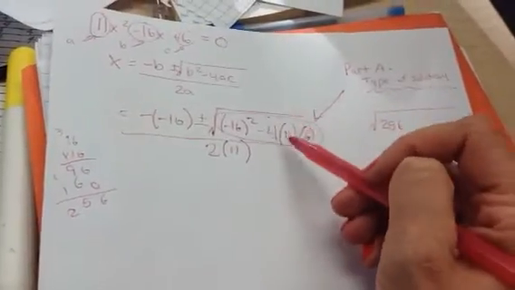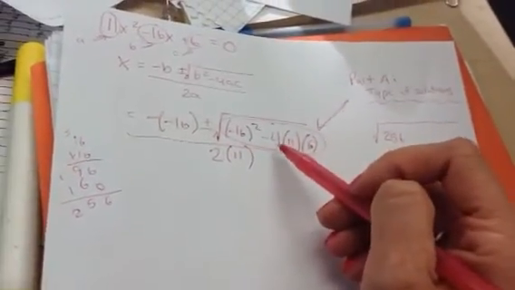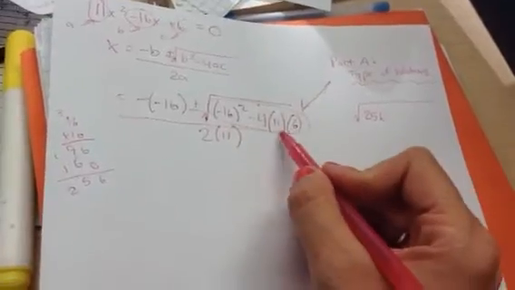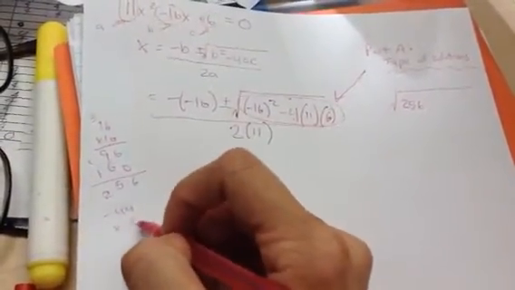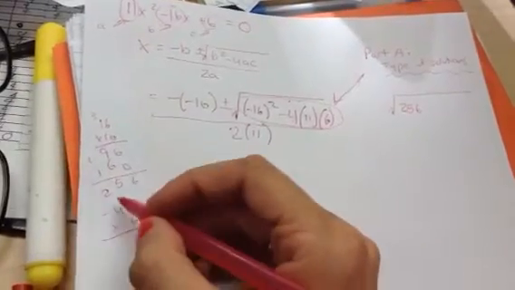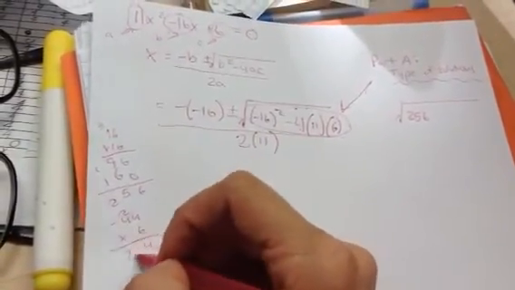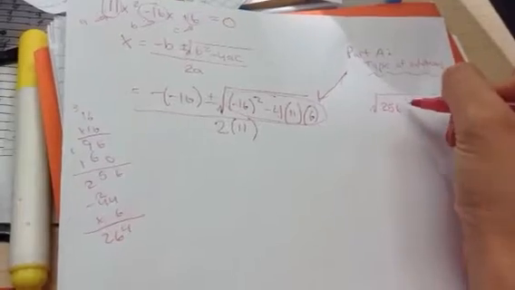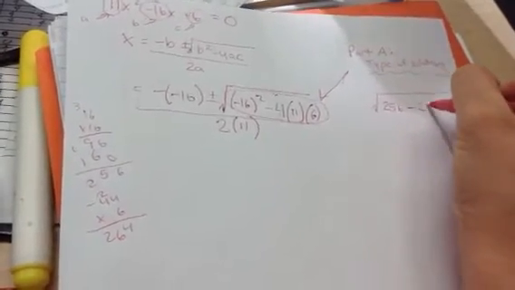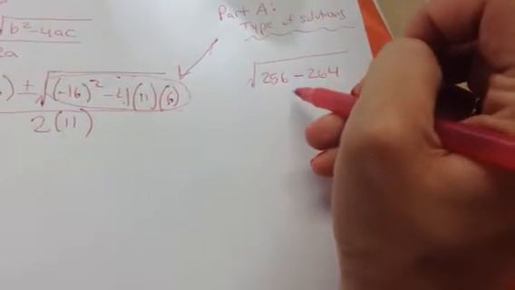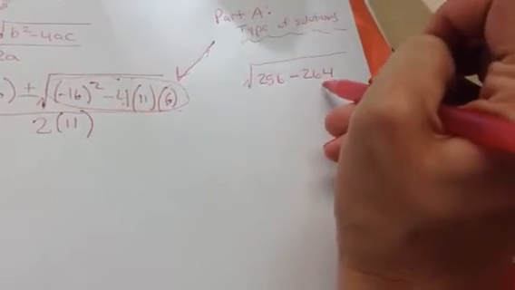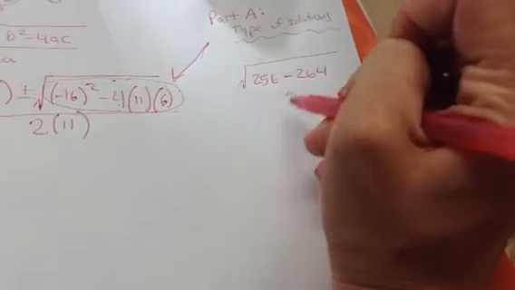Minus 4 times 11, I know that's negative 44. And negative 44 times 6, it's going to be negative 264. So, because my bigger number is negative, I know it's going to be a negative.